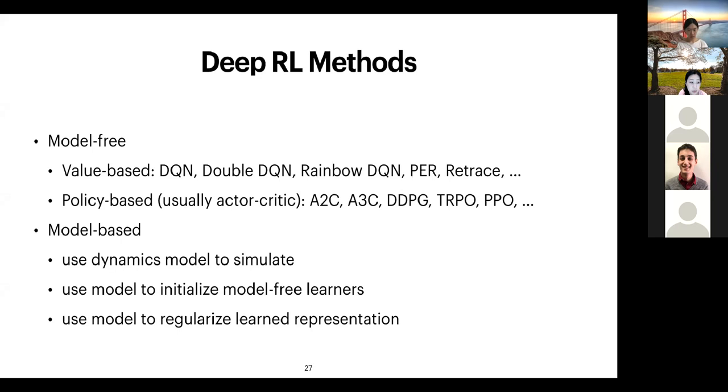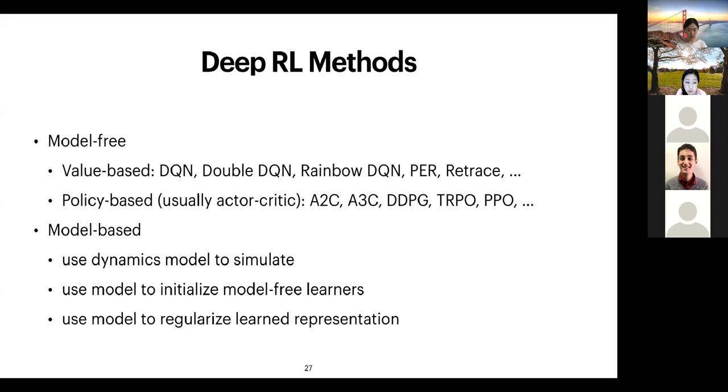For model-based, you can use dynamics models to simulate. We didn't talk about that, but you could also potentially use the model to initialize model-free learners. This could also be very helpful in improving the sample efficiency. And you could also use models to regularize some learned representation.